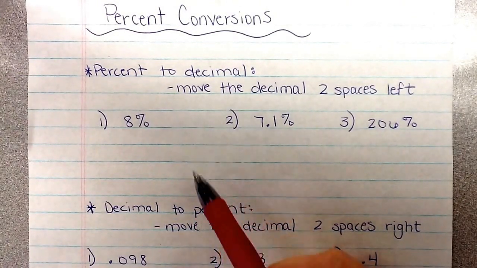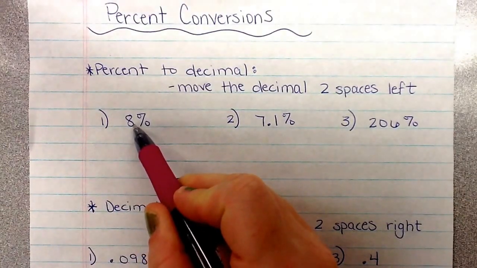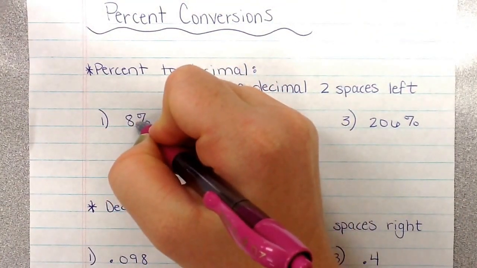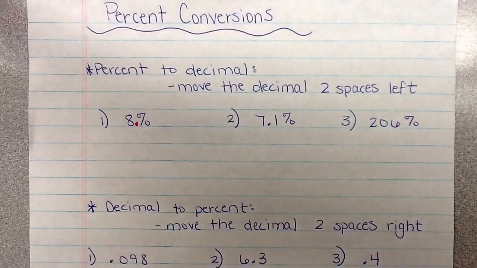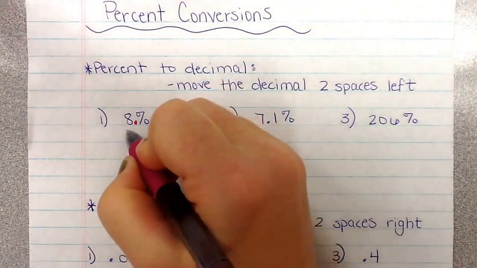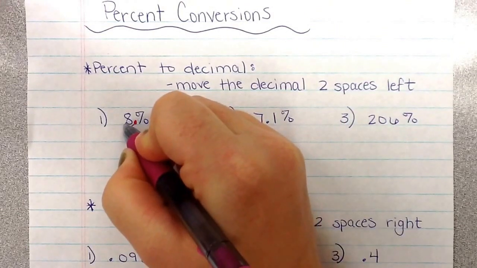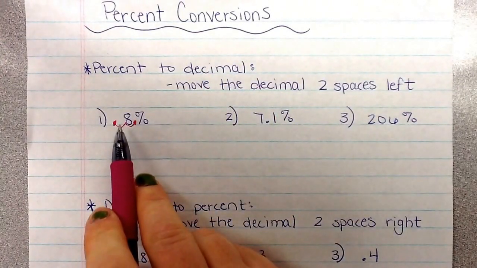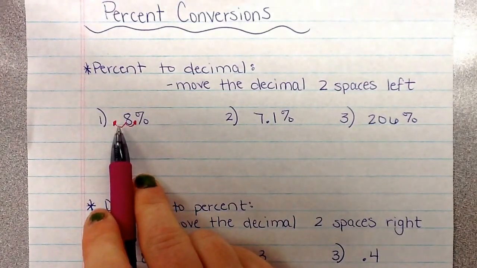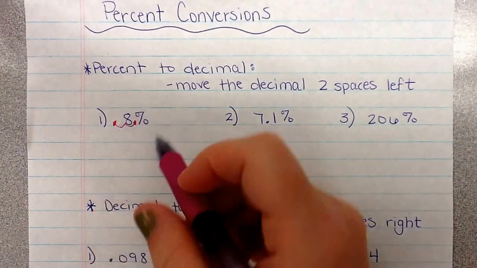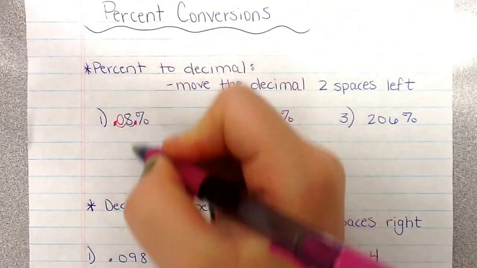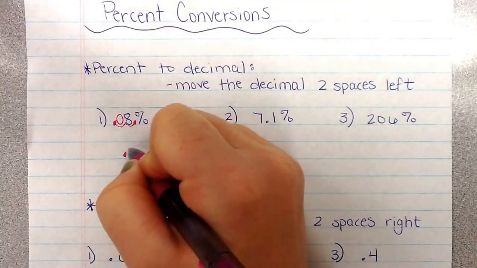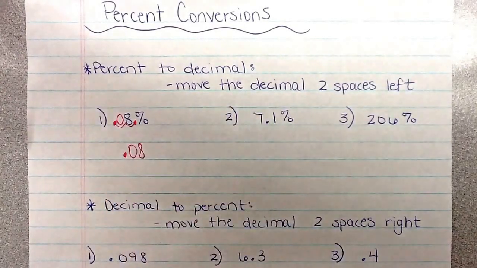Okay? So we're going to locate the decimal, and here there is no decimal point, so it's hiding at the end of 8. Okay? And we're going to move that 2 spaces to the left. Once, twice. Now I have this opening right here. What do you think I should fill this with? Exactly, a 0. So 8% is the same as 0.08.